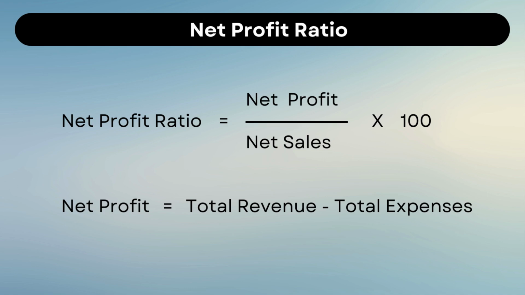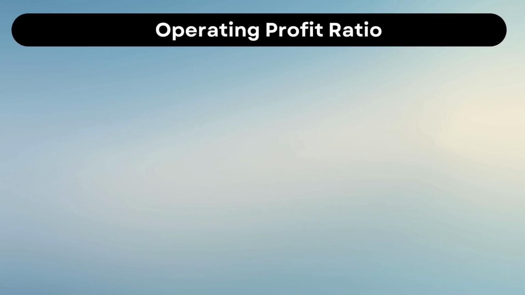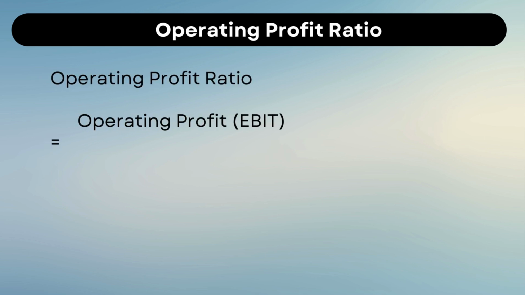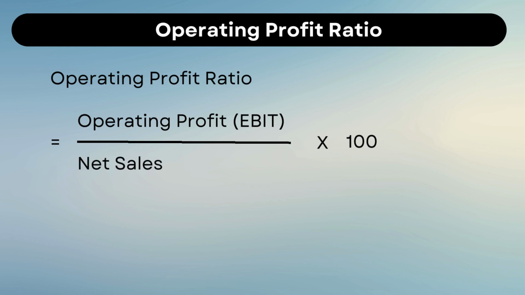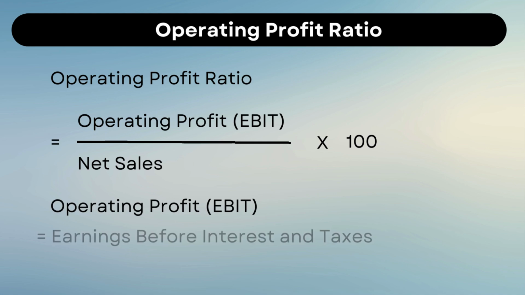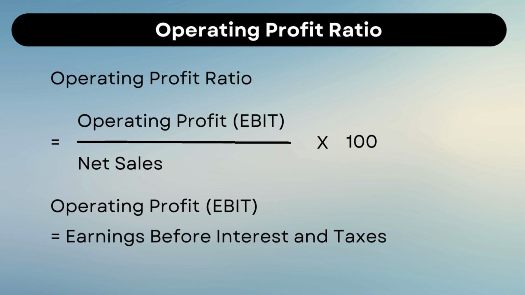Next one we look at here is operating profit ratio. Operating profit ratio is equal to operating profit, that is EBIT, divided by net sales into 100. So operating profit, EBIT, means earnings before interest and taxes. This measures profitability from core operations before considering interest and tax expenses.